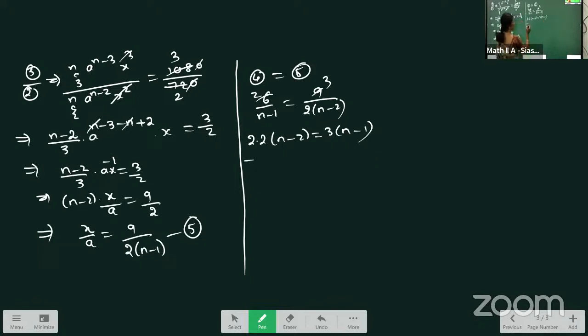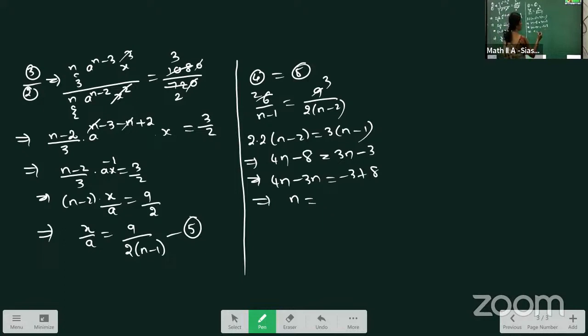Now multiply 2 into n, 2n. 2 into minus 2, minus 4, is equal to 3 into n, 3n, minus 3 into 1 is 3. Write n terms together. 2n, bring 3n to this side, minus 3n. And take minus 4 to the right side. 2n minus 3n is minus n. Minus 3 plus 4 is 1. So we got n is equal to 5.